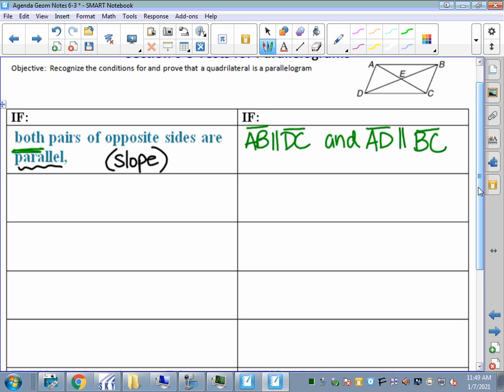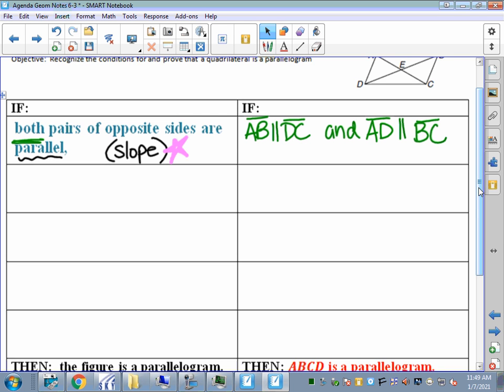Now, that is the easiest way to do it. I'm going to put a little star here by this because if in doubt, use the opposite sides are parallel. That's the easiest way to check. You might be picking up a little hint here that we're going to do some coordinate planes.